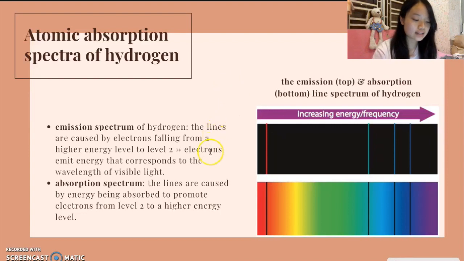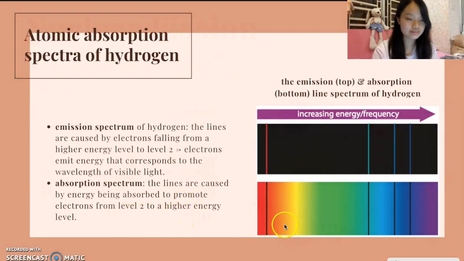Here we can see that the lines in the emission spectrum of hydrogen are caused by electrons falling down from a higher energy level to level 2, during which electrons will emit energy that corresponds to the wavelength of visible light. In the absorption spectrum, the lines are caused by energy being absorbed to promote electrons from level 2 to a higher energy level.